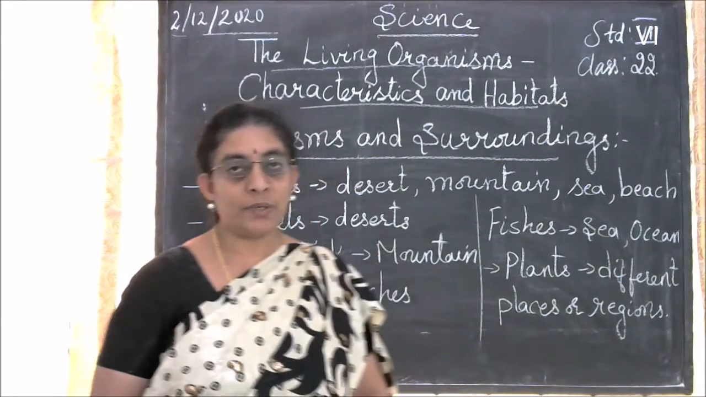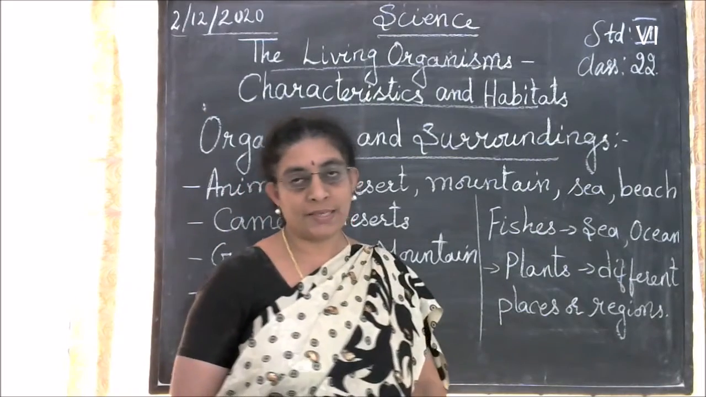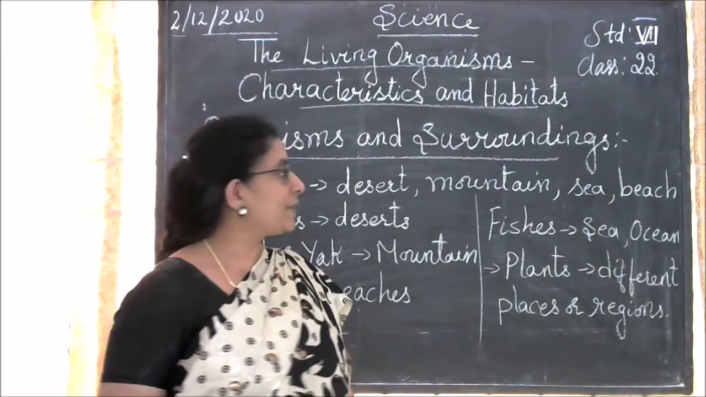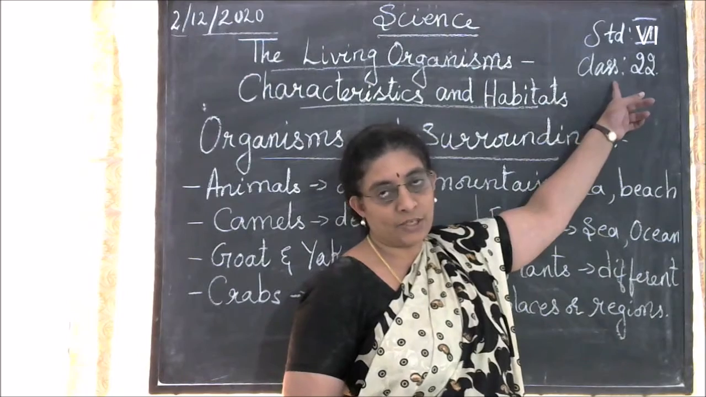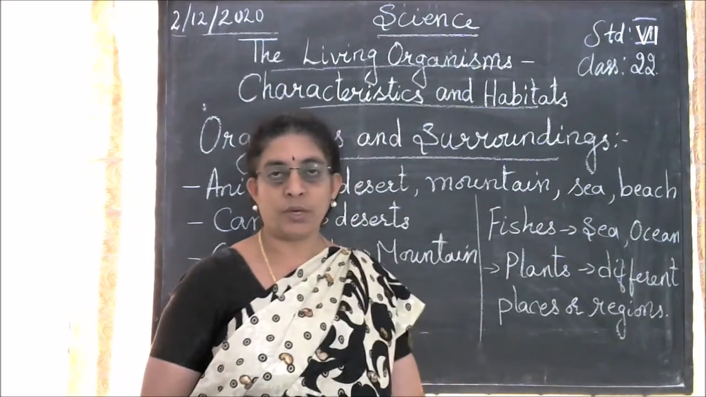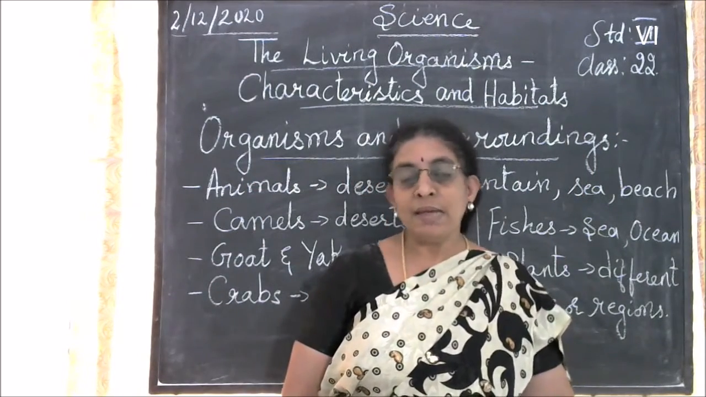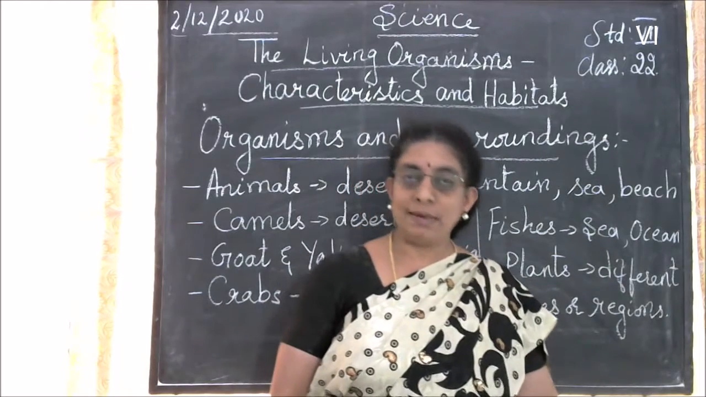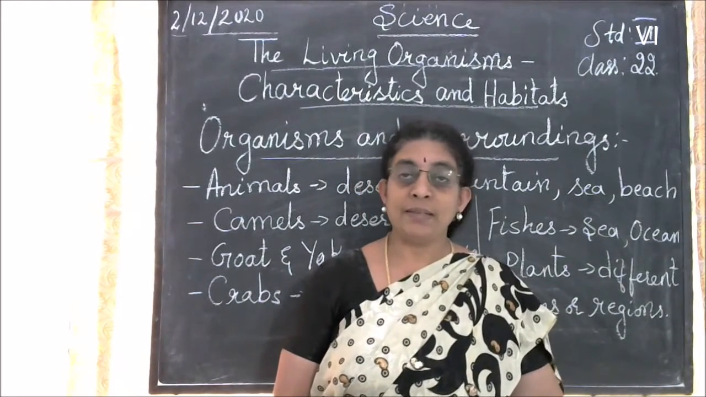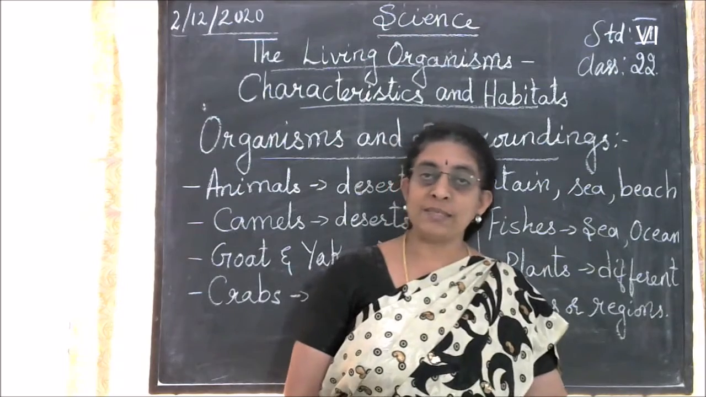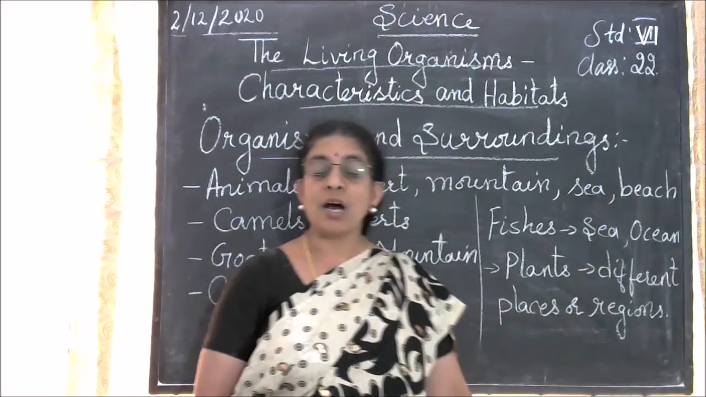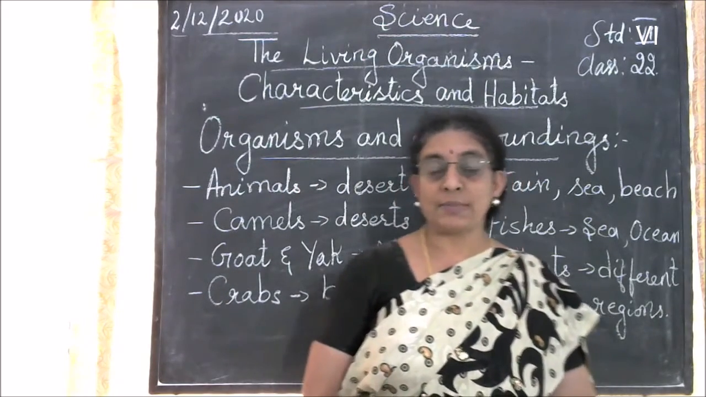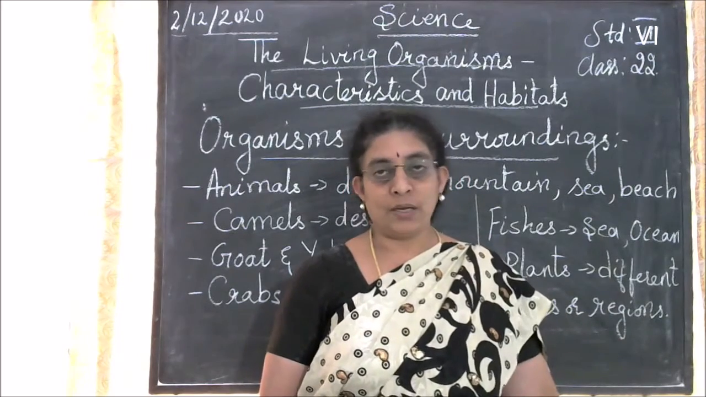Okay, welcome to our next online class for the standard of 6 for the subject of science and for the session number 22. Okay, so now we are going to do the next lesson. So the next lesson is about the places where the animals and plants live or how they are adjusting to the present surrounding and living.